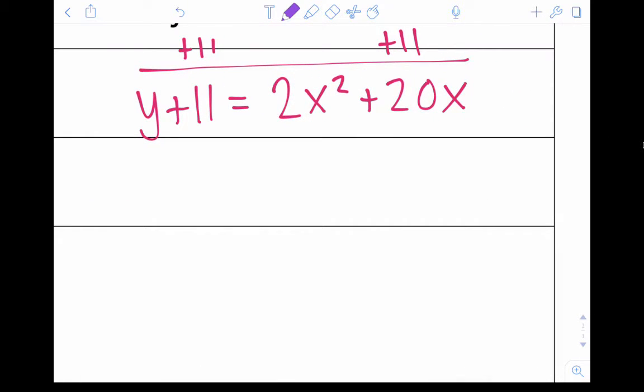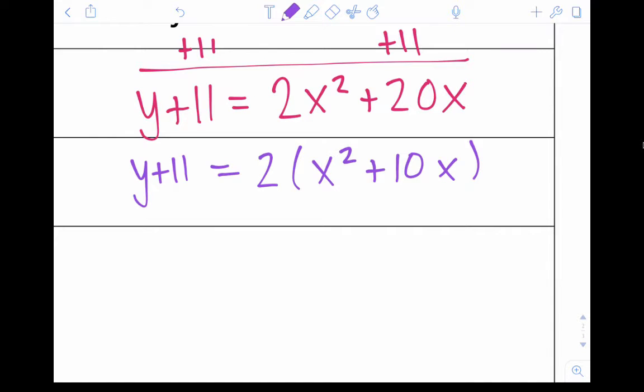The a value is 2. I still have y plus 11 on the left side. The a value is 2. So when I factor that out, I'm left with x squared plus 10x. So that's the new step that's thrown in here.